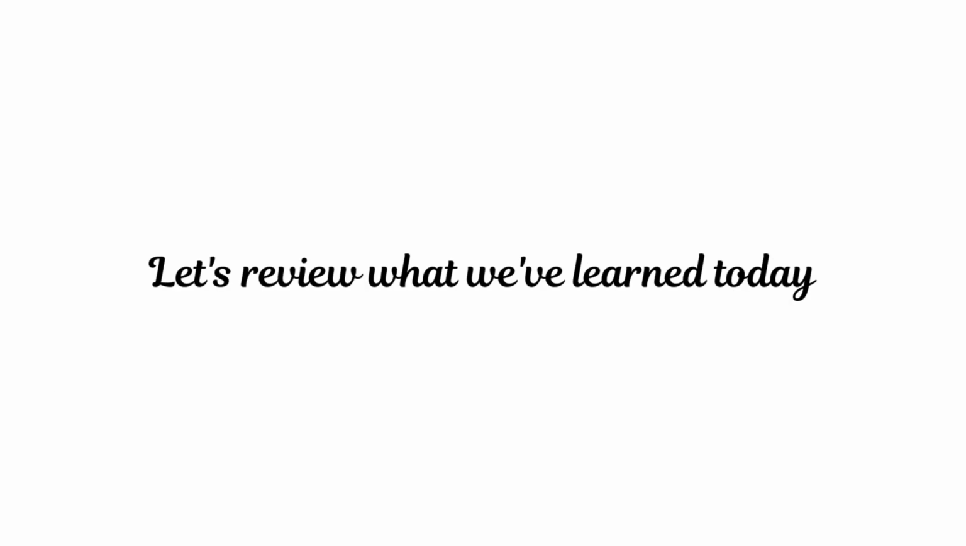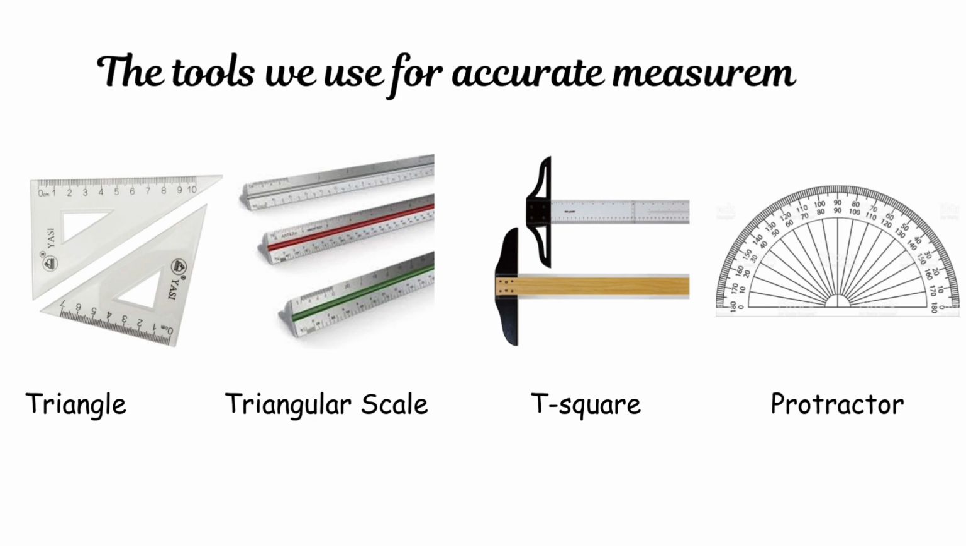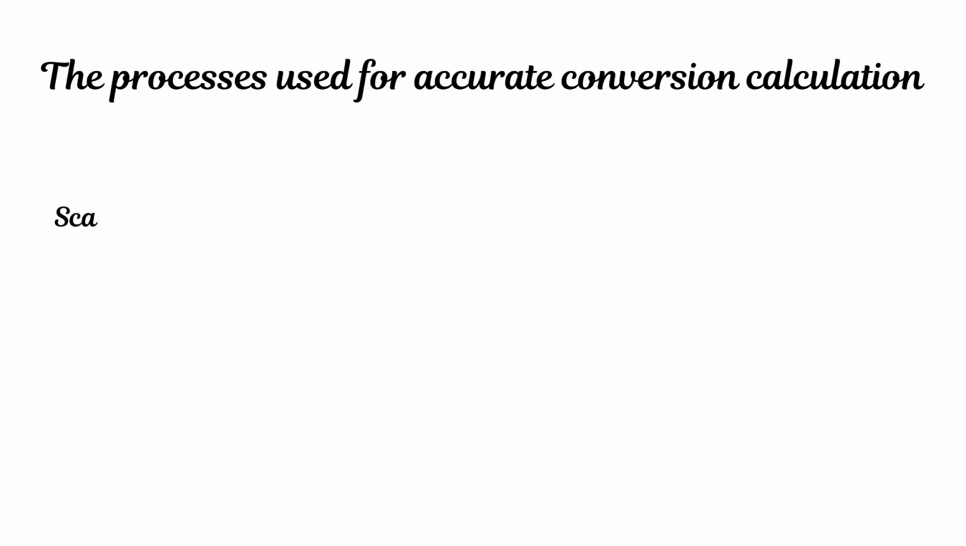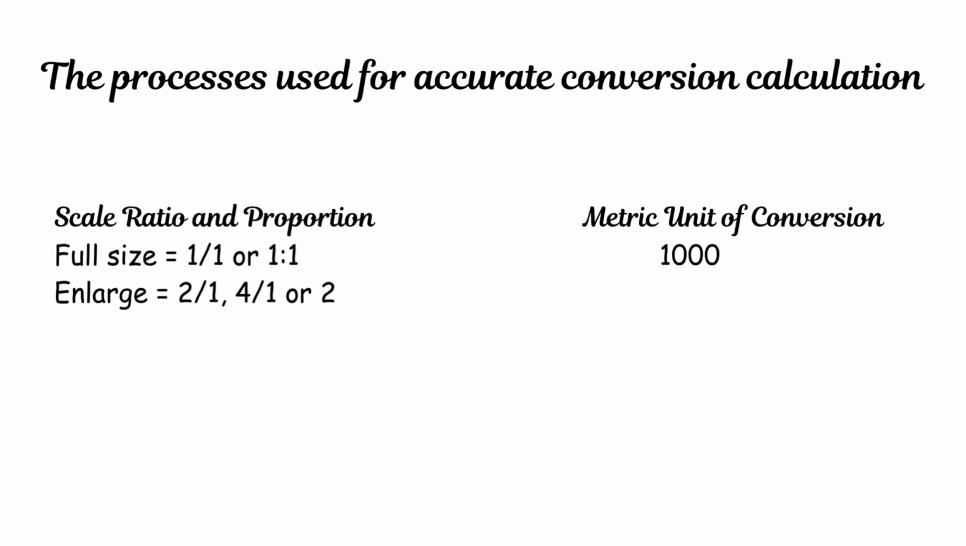Now, let's review what we've learned today. The tools we use for accurate measurements are triangle, triangular scale, T-square, and protractor. The processes used for accurate conversion calculation in scale ratio and proportion are full size, enlarge, and reduce.